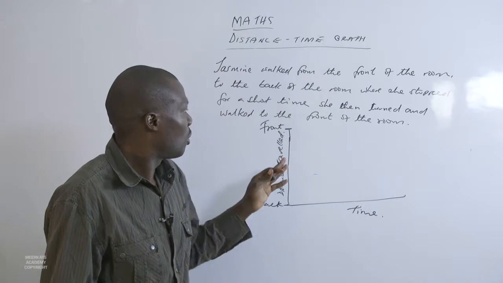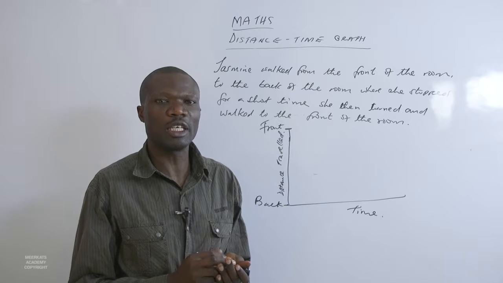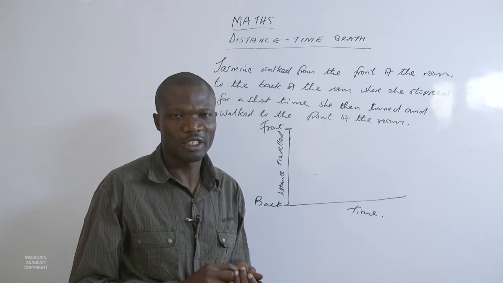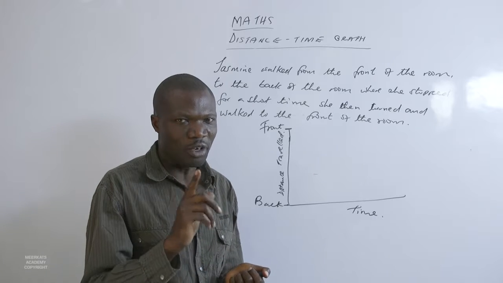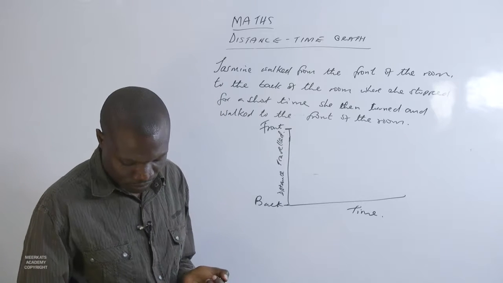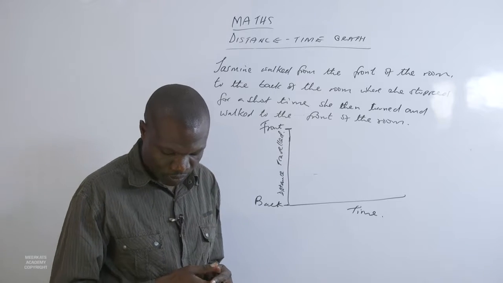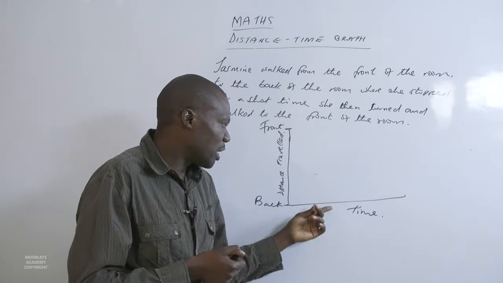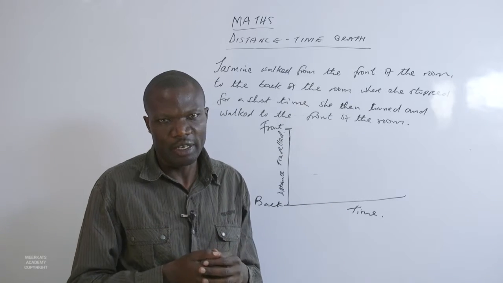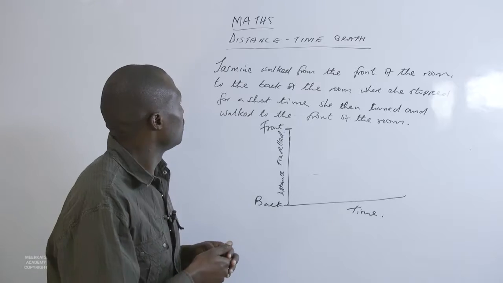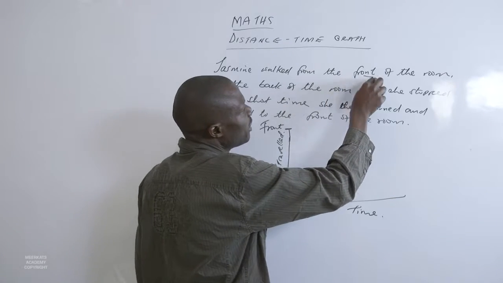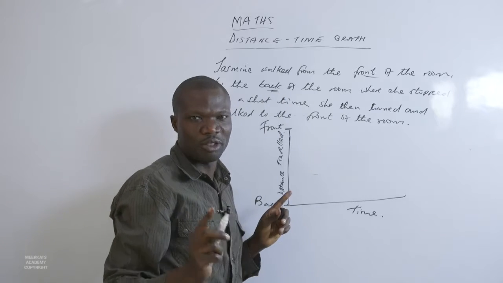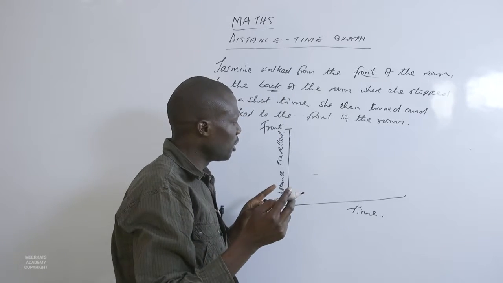So we are looking at Jasmine starting to walk from front. From front. So if Jasmine walked to the back, then we'll reach this line. If not, it will hang. So Jasmine walked from the front of the room to the back of the room. Take note of that. From front to the back.